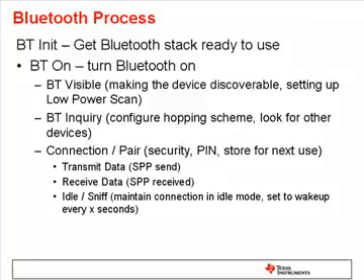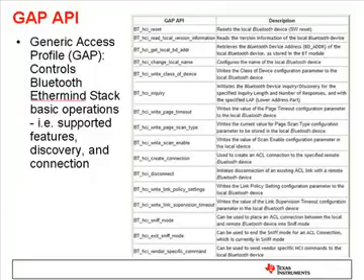Now I'll show you the APIs that are used in these processes. So the first, we group them into three categories. The first is GAP, Generic Access Profile. So this is going to control some of the stack basic operations. For example, you can see Bluetooth HCI change local name, and this is how you would configure the name of the Bluetooth device. Another set of APIs is called SDP, Service Discovery Profile, and this is going to configure the stack and the SPP profile.